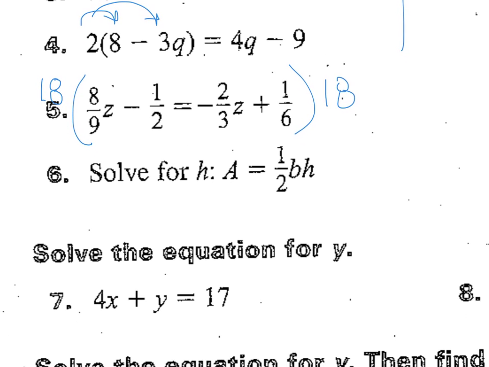Down here, number 6, we're solving for h. We want h all by itself. Again, the first thing I would do is get rid of this fraction right here. You should know how to get rid of 1/2: you flip things around and multiply it to both sides.